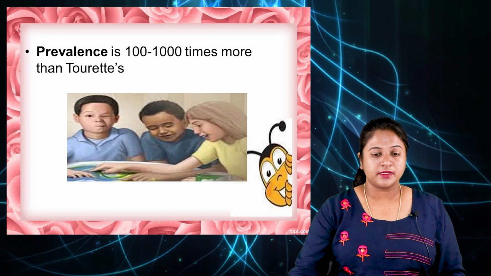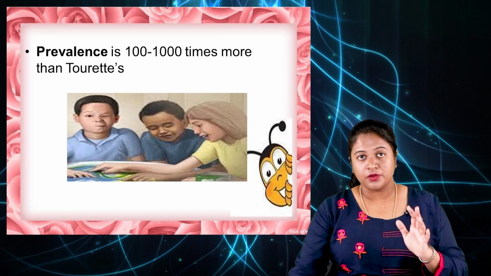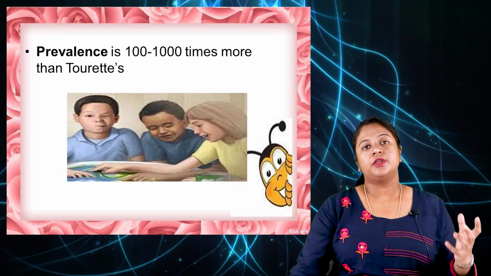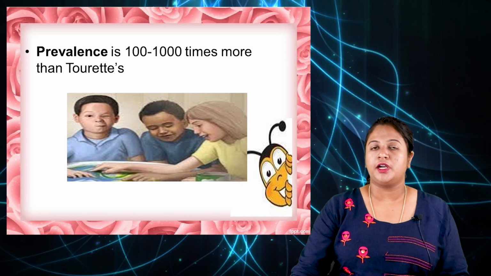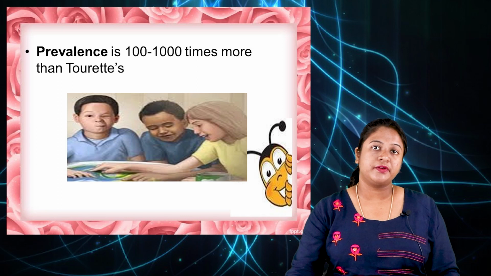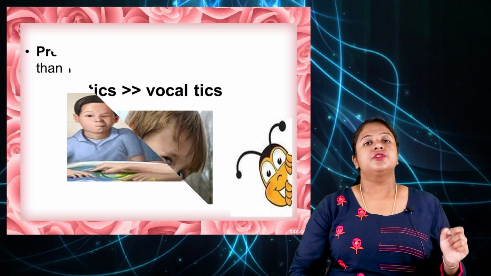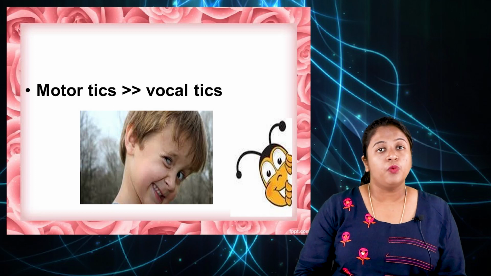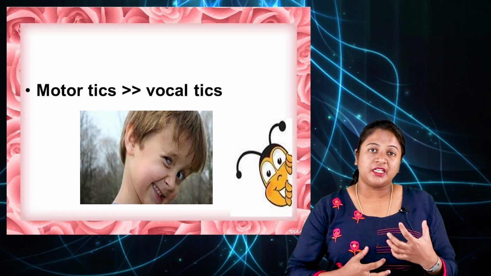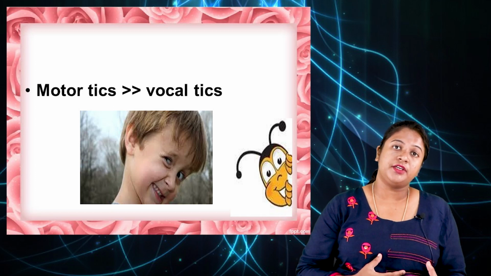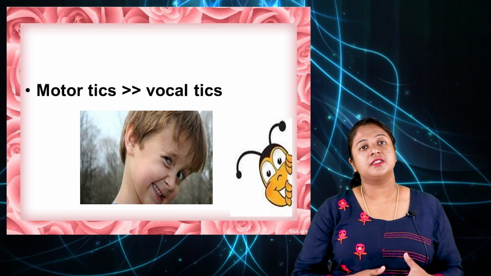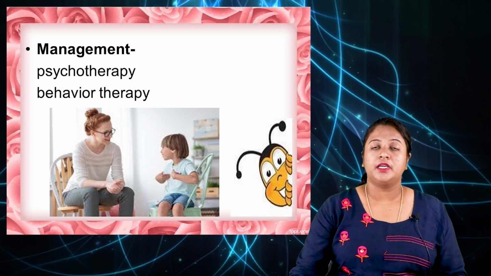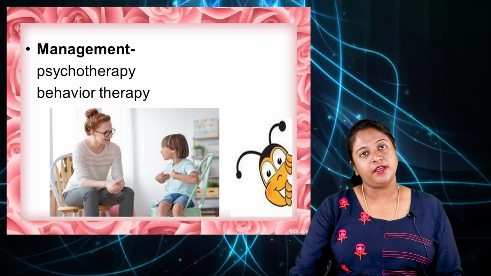What is the prevalence? This is 100 to 1000 times more common than the Tourette's disorder. The cause is similar to that of the Tourette's disorder. We have got the influence of the hereditary. You can note that the motor tics are more compared to the vocal tics. There will be grunting sound that you can hear in terms of the abdominal muscles, in terms of respiratory muscles. Again, the management here is the psychotherapy as well as the pharmacology.